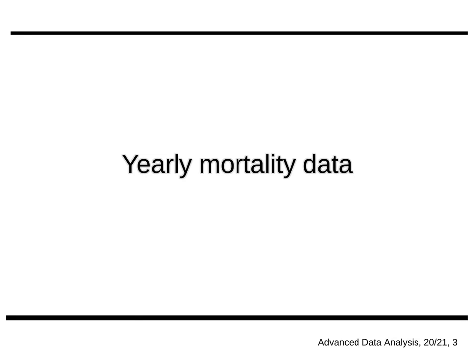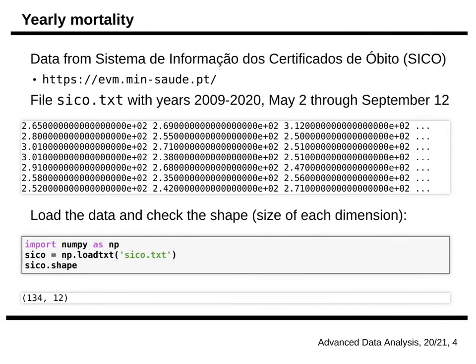So let's start with this yearly mortality data. Actually, it's yearly because it's organized in years, but we have data for each day. So in this file, each column corresponds to a year from 2009 to 2020, and each row corresponds to a day from May 2nd to September 12th. So we can think of this as a set of time series, each corresponding to a year, but they are synchronized by the day.